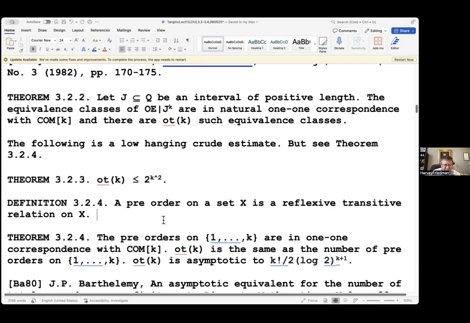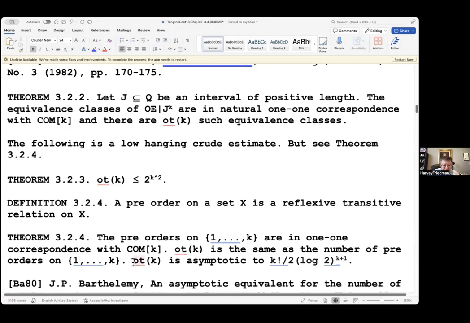I'm going to follow this by a much better estimate in a second. A preorder on a set X is a reflexive transitive relation. And you can prove that the preorders on 1 through k are in one-to-one correspondence with com k. So counting the number of preorders is really the same as counting the number of equivalence classes here.